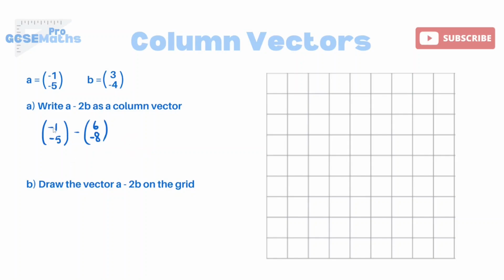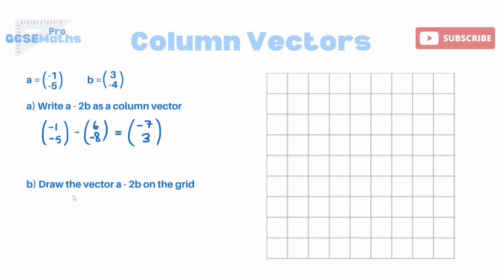Again, same as with adding, we're going to subtract the top two numbers and then the bottom two, and just deal with any negatives as you normally would. So at the top we've got minus 1 take away 6, so that's going to be minus 7. And then at the bottom we've got minus 5 take away minus 8. So here we've got a double negative with the take away minus 8 part. So it's actually minus 5 plus 8 effectively, isn't it? So that would be positive 3. So we've got (-7, 3) for part A.